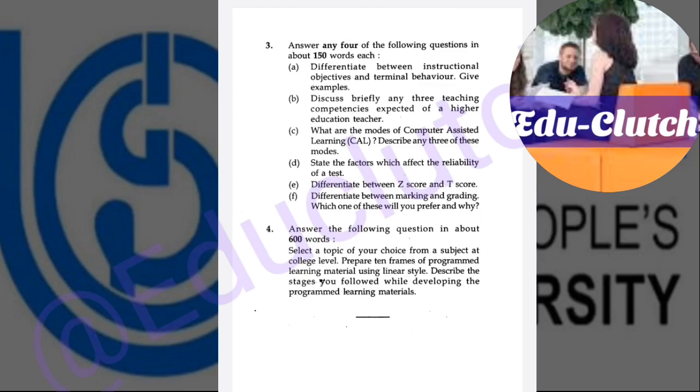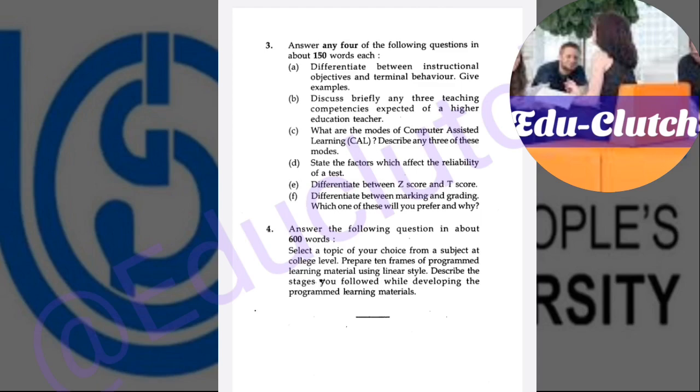Fourth is, state the factors which affect the reliability of a test. Fifth is, differentiate between Z-scores and T-scores. And the last is, differentiate between marking and grading system. Which one of these will you prefer and why?